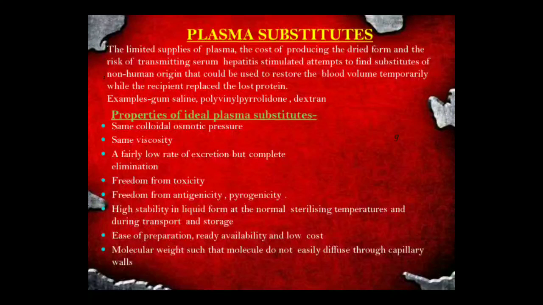Now we will discuss plasma substitutes. The limited supplies of plasma, the cost of producing the dried form and the risk of transmitting serum hepatitis stimulated attempts to find substitutes of non-human origin that could be used to restore the blood volume temporarily while the recipient replaced the lost protein. Examples are gum saline, polyvinyl pyrrolidone and dextran.